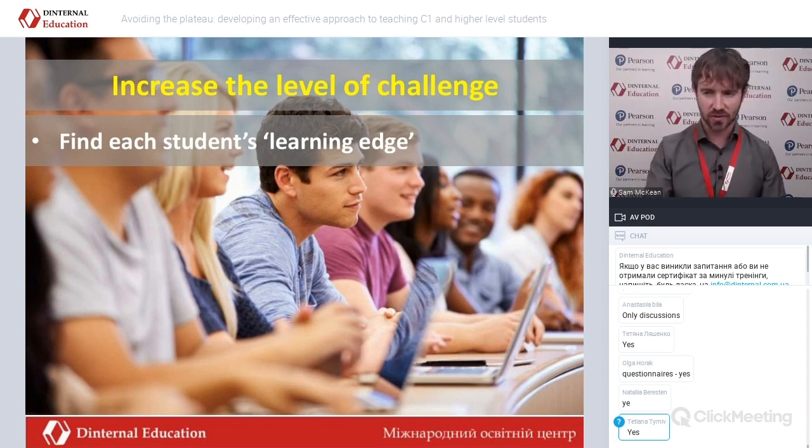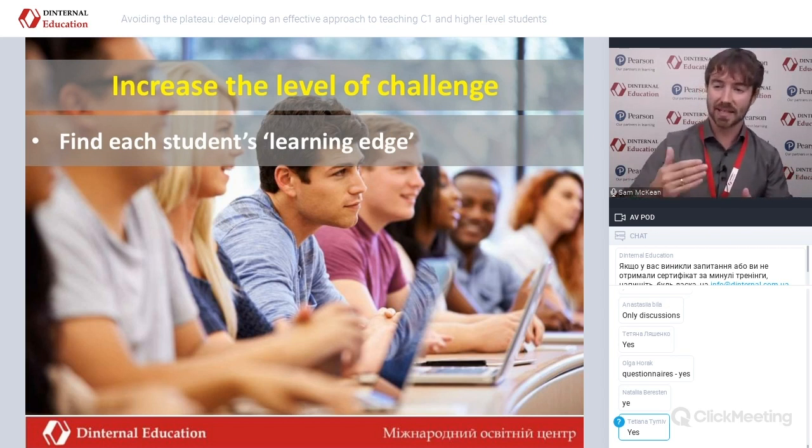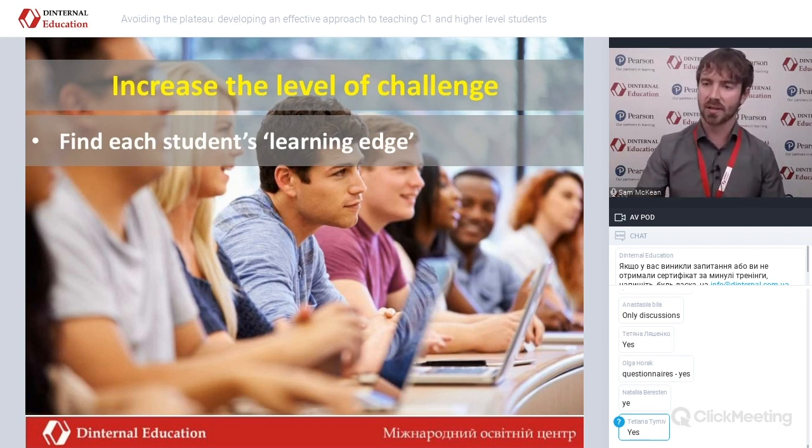So the learning edge is the limit of our students' knowledge or skills at the moment. We need to push our students to this point, and then get them to take one more step, to really push them past their current point, so they are developing. I know that maybe sounds easy in theory, but in practice it might not be the case. So how can we do it?